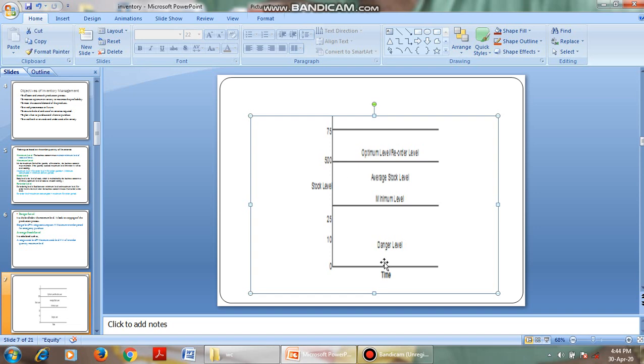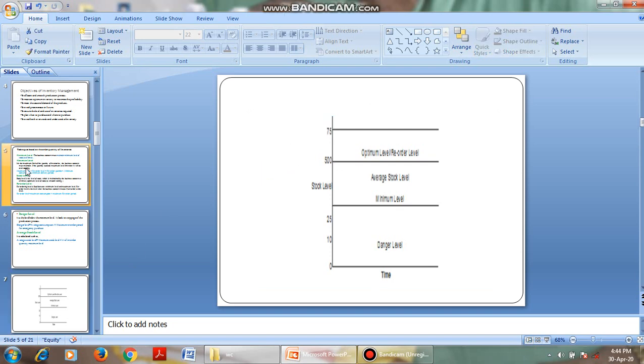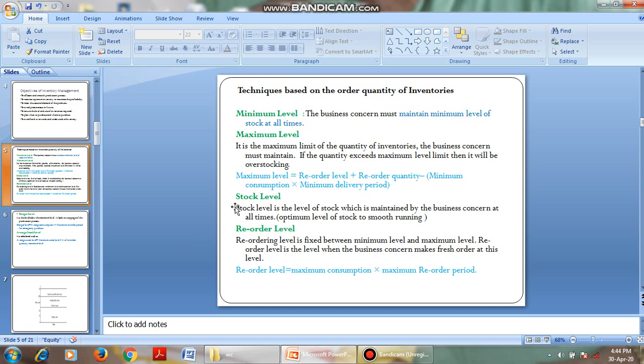I think you understand. That is danger level. If the stock is 10, 15, 20, 25, it is the danger level. If it is 30, it is the minimum level. If it is 40, 45, it is the average stock level. Reorder level is at 50. If the raw material is 50 in our company, again we have to go for an order of new raw material. 75 is the maximum level. Stock level is nothing but the optimum level, that is the average level that we have to maintain. We call it stock level.